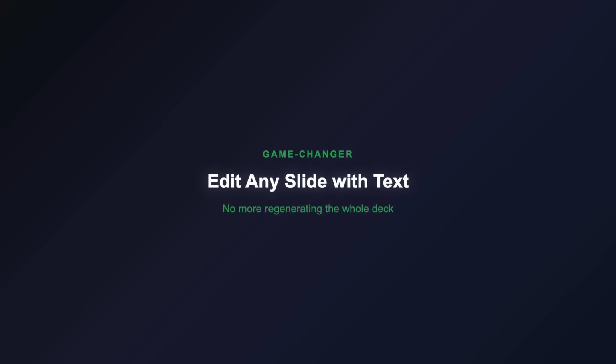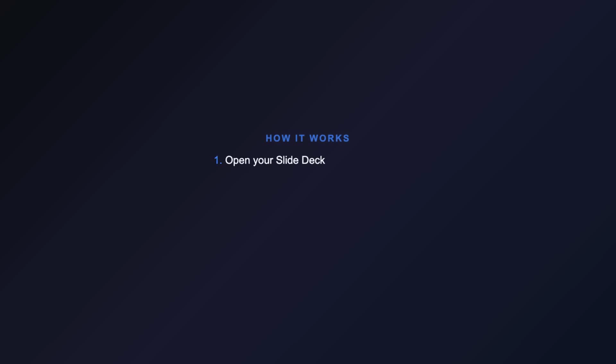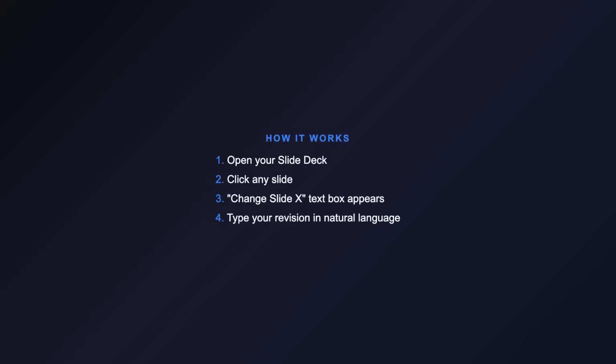You can now click on any slide in your deck and type exactly what you want changed. No more regenerating the whole thing. You open your slide deck, click on any slide, and a text box appears at the bottom that says Change Slide followed by the slide number. You just type your revision in natural language.